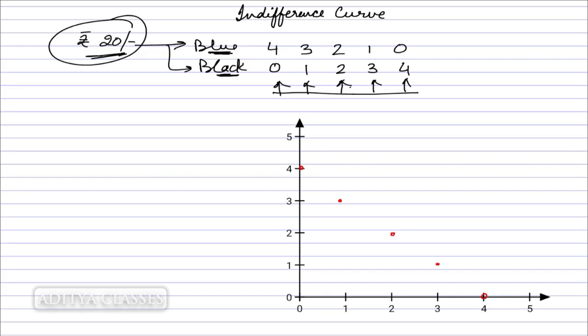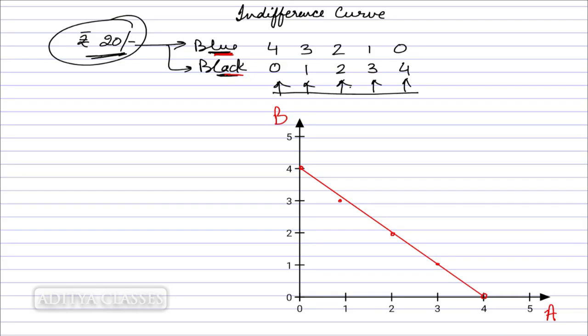If I draw a line from here, this is the consumer's indifference curve for product A and product B. He is indifferent. He could buy any combination and it doesn't really matter to him what he is buying, so long as he is getting blue and black.